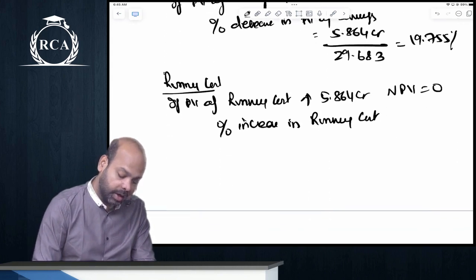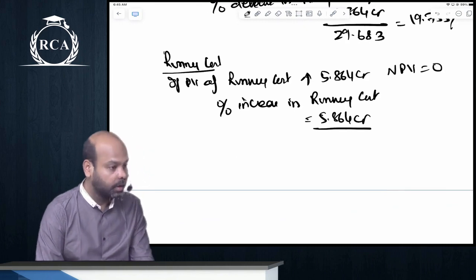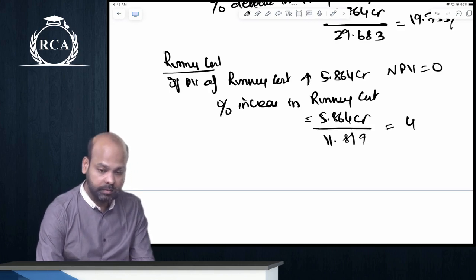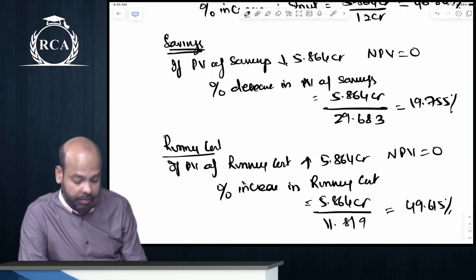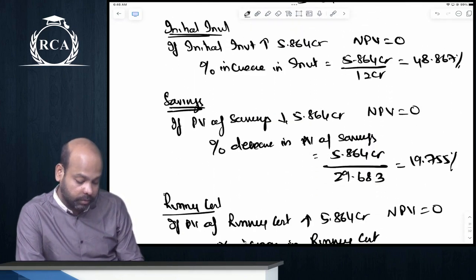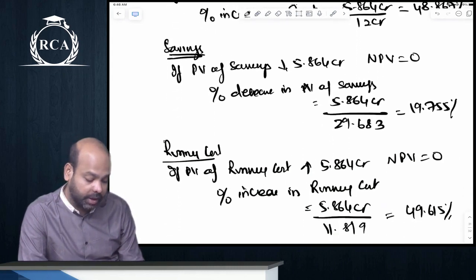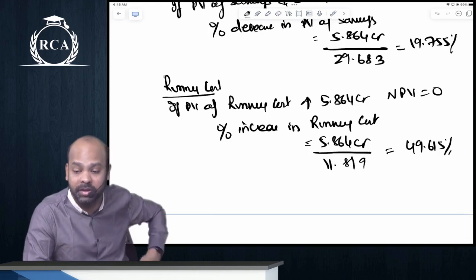Percentage increase in running cost beta would be 5.864 crores divided by 11.8. How much is this? 615%. Which has the highest impact as beta? Initial investment is 48.867, savings is 19.755 and running cost is 49.615. Which is the highest impact?